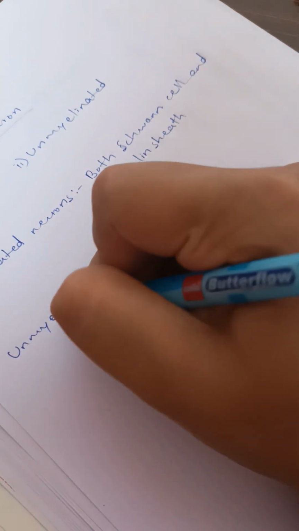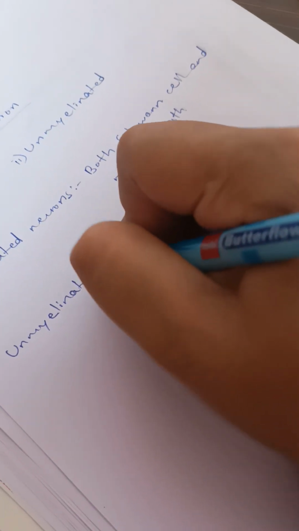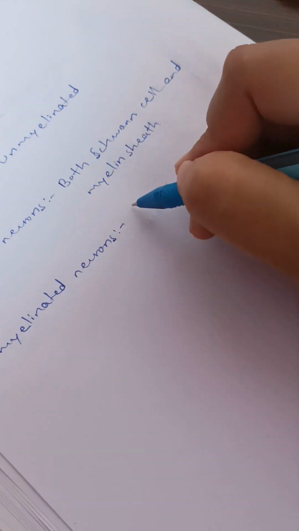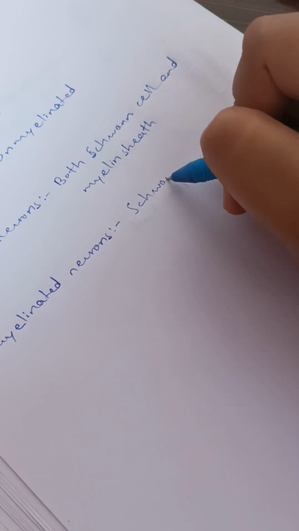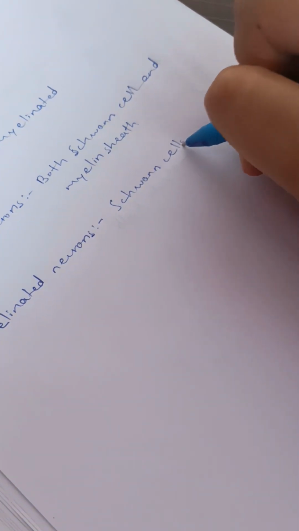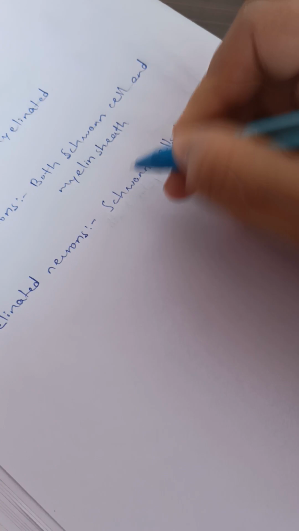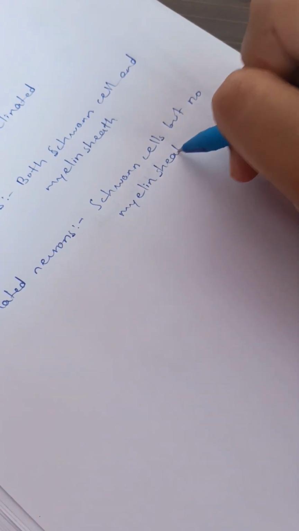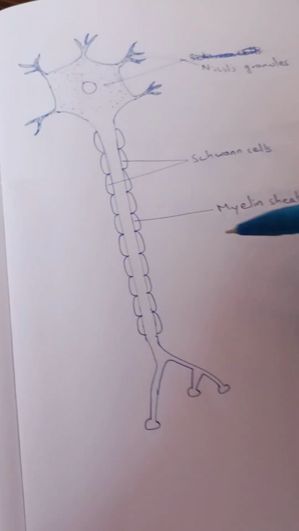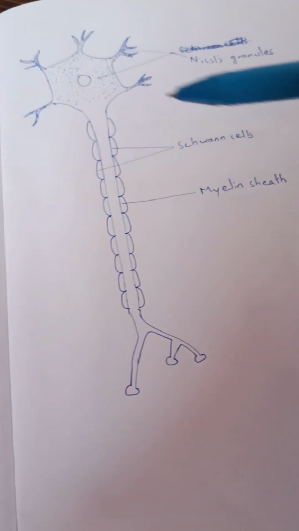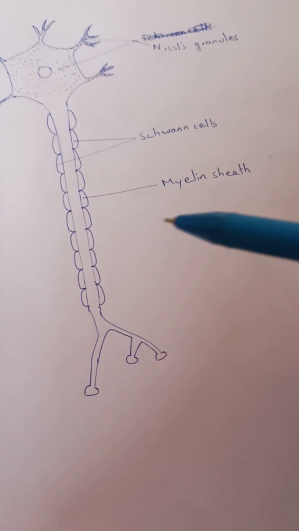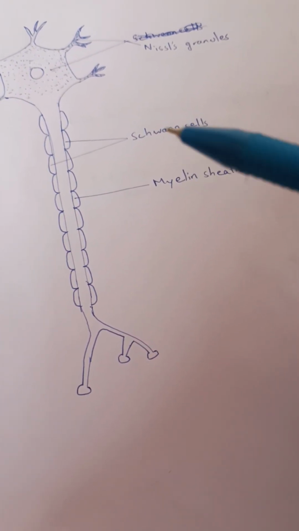Whereas in unmyelinated neurons, we only have Schwann cells but no myelin sheath. So this is a myelinated nerve fiber where we have Schwann cells as well, and inside these Schwann cells there is a substance called myelin, which is a white colored substance.